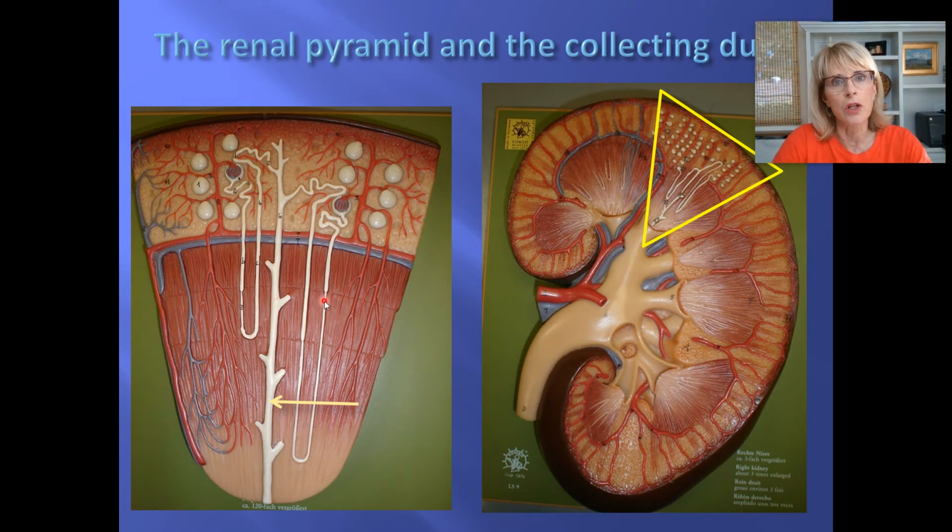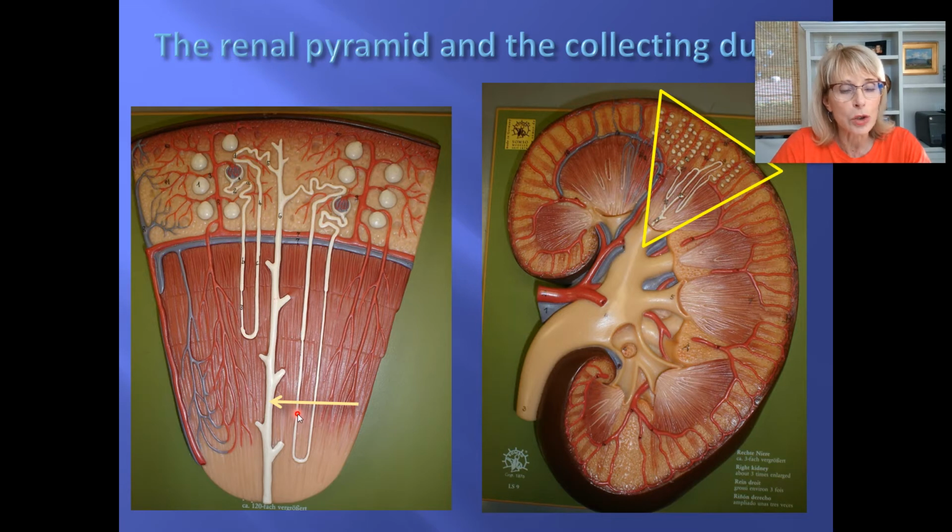particularly these really long nephron loops. On the way down, we'll talk about that in a second, but on the ascending limb of the nephron loop, this ascending limb is very actively grabbing salt from inside of the tube and putting it into this area of the renal pyramid.